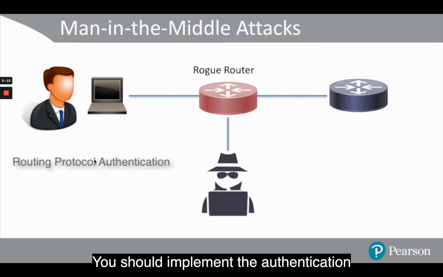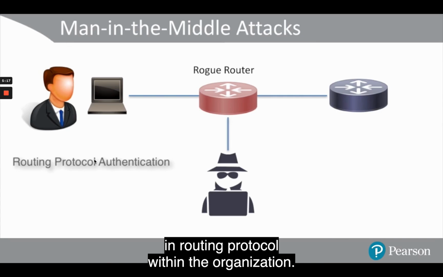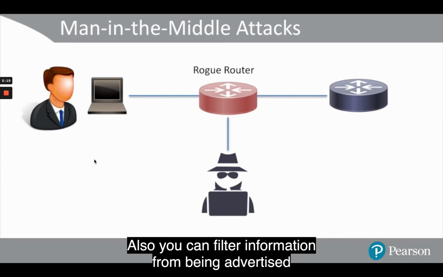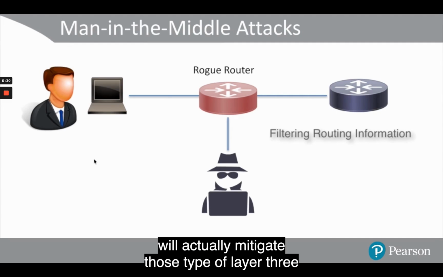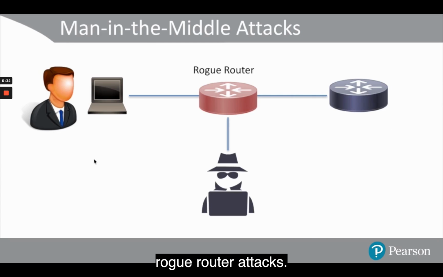You should implement authentication in routing protocols within your organization. Also, you can filter information from being advertised or learned on specific interfaces. All those best practices will mitigate these types of layer 3 rogue router attacks.